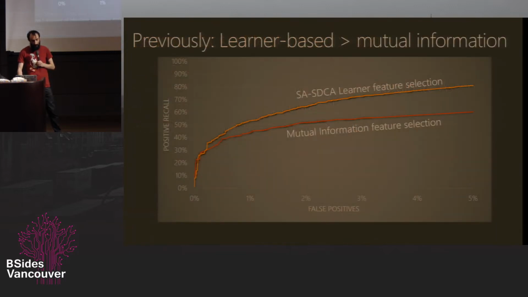As a quick side note, for those of you more familiar with these processes, we did compare the learner-based down-selection versus mutual information down-selection, and we found that the learner-based produced features that resulted in higher quality models.